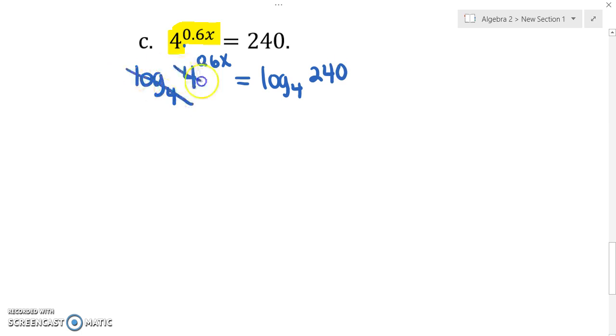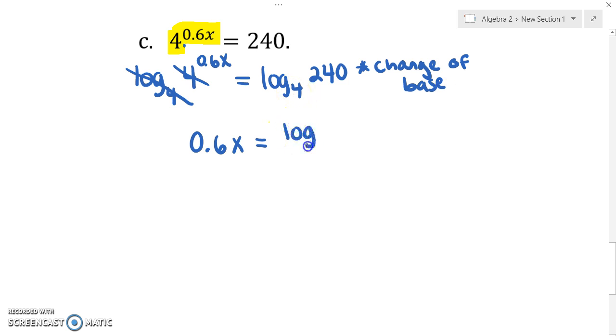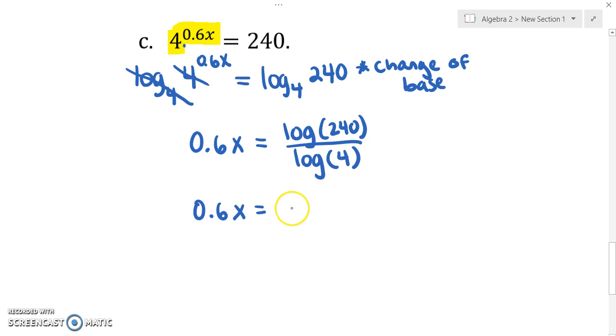All right, log base 4 and base 4 cancel out. We're left with 0.6x equals, and then we're going to go ahead and do the change of base here because I don't have a log with a base 4 on my calculator. So I'm going to go ahead and type log of 240 divided by log of 4 onto my calculator. So we change the bases to base 10. And we're left with 0.6x. When you type that into the calculator, you get approximately 3.956.